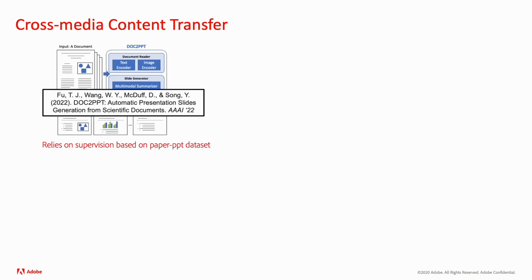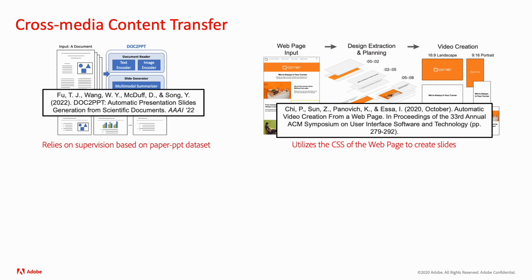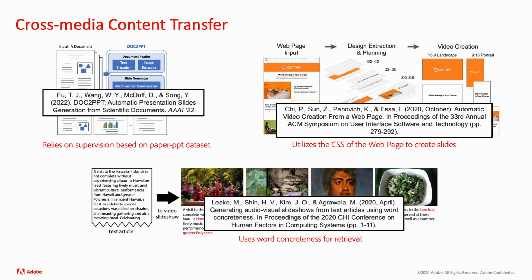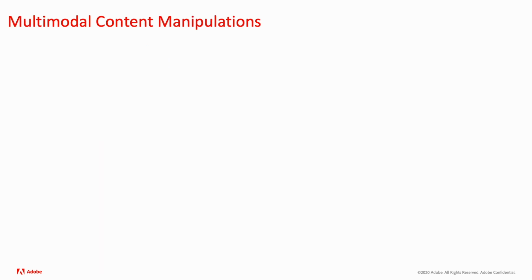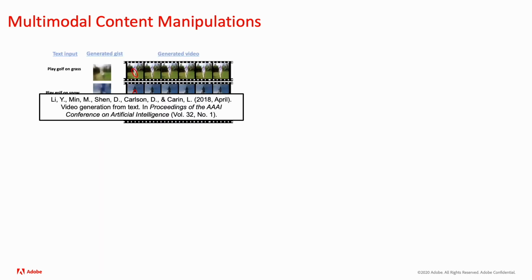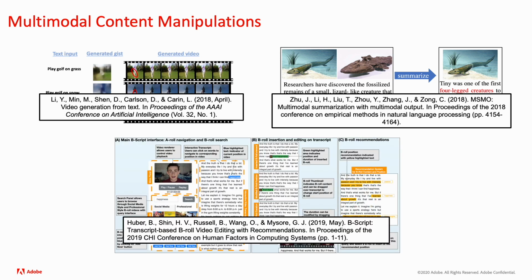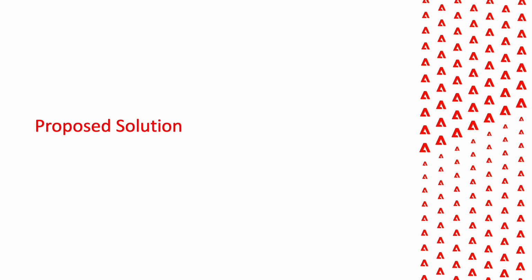Doc to PPT, video creation using CSS of a web page, and word concreteness-based retrievals are some of the works in the cross-media content transfer area. Video generation from text, MSMO, and B-script are some of the works in the area of multimodal content manipulations.